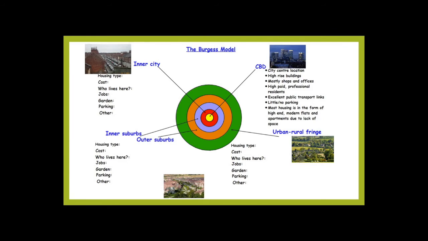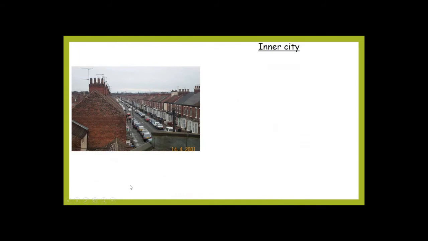So you should have those bullet points down already, and what we're going to work through now is the other areas. We're going to start from the inside and work our way out, listing the main characteristics of each zone and identifying how the zones change as we go. So if we go to the inner city first, okay?